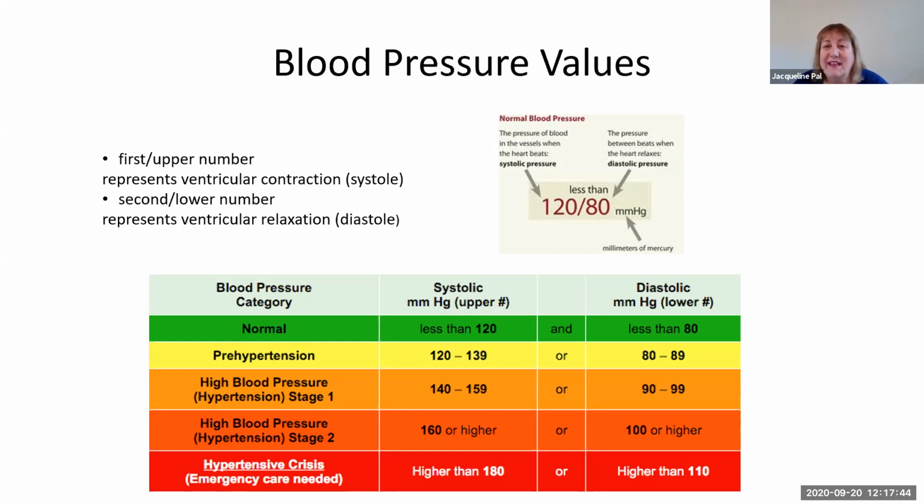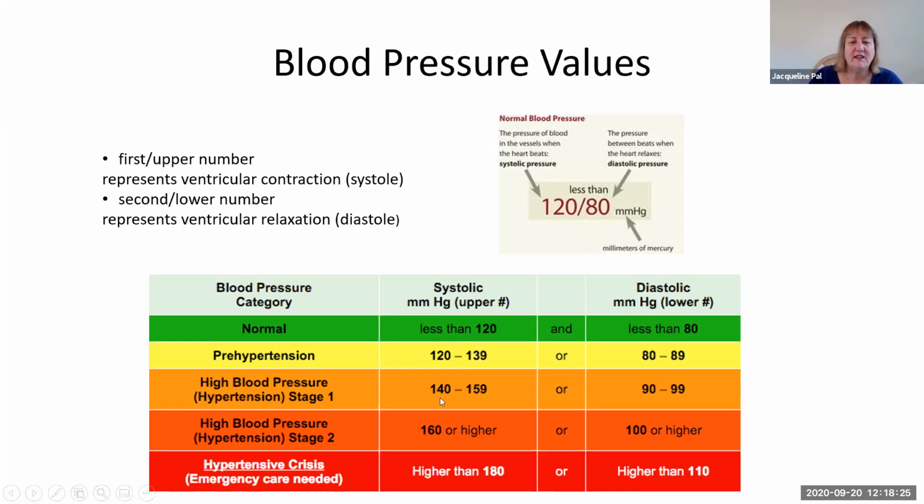A normal blood pressure in an adult, and realize that these values are only for adults, is a systolic blood pressure less than 120 and a diastolic pressure less than 80. So all those folks, including you perhaps, who have said the normal adult blood pressure is 120 over 80 are incorrect. It's less than 120 and less than 80. So if you look, both places clearly say less than.